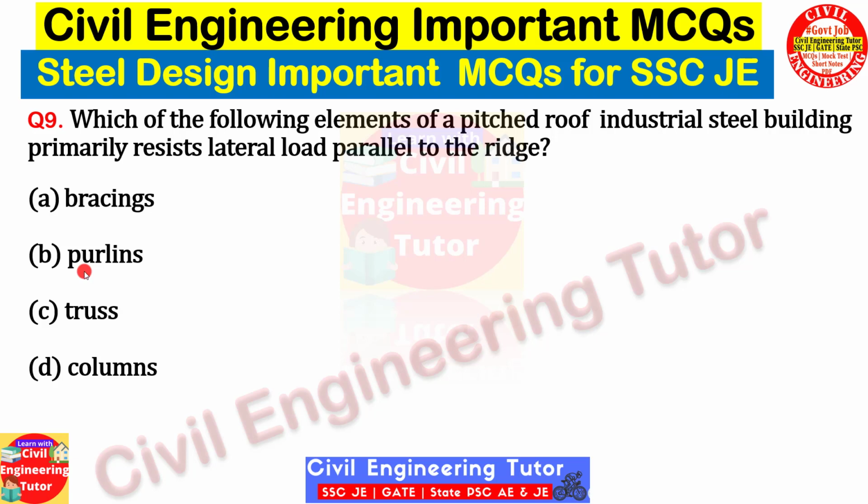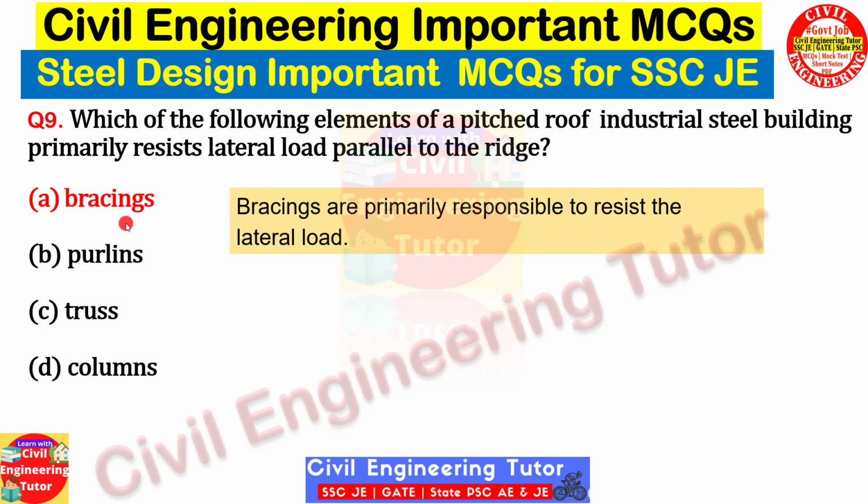Question number 9, which of the following elements of a pitched roof industrial steel building primarily resist lateral load parallel to the ridge? Bracings, purlins, truss, columns. So here you have to understand the key term, lateral load. Okay, so which one resists lateral loads? Purlin we can simply say is used for roof covering, so there is no point of lateral loads there. Truss and column are also for axial load, so the correct answer in this case will be bracings. So remember this, that bracings are generally provided to resist lateral load.